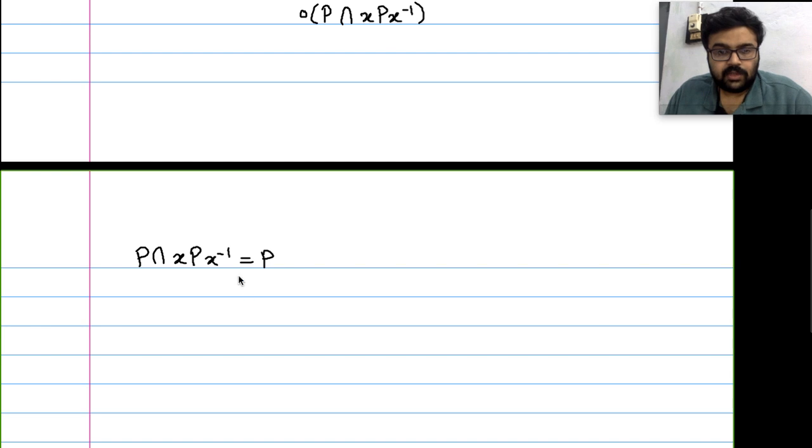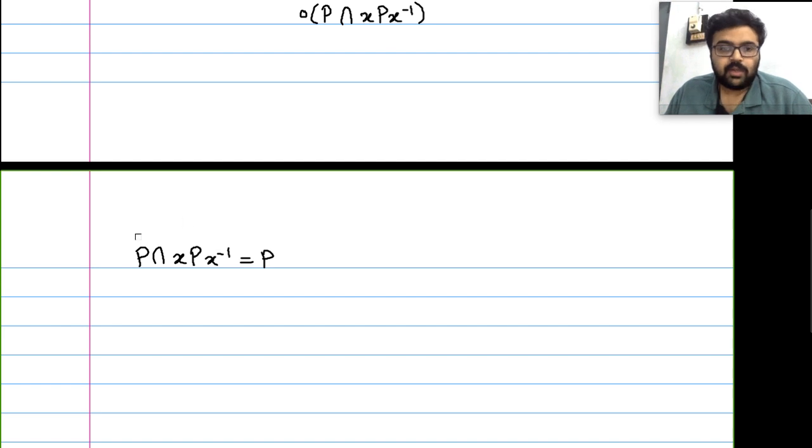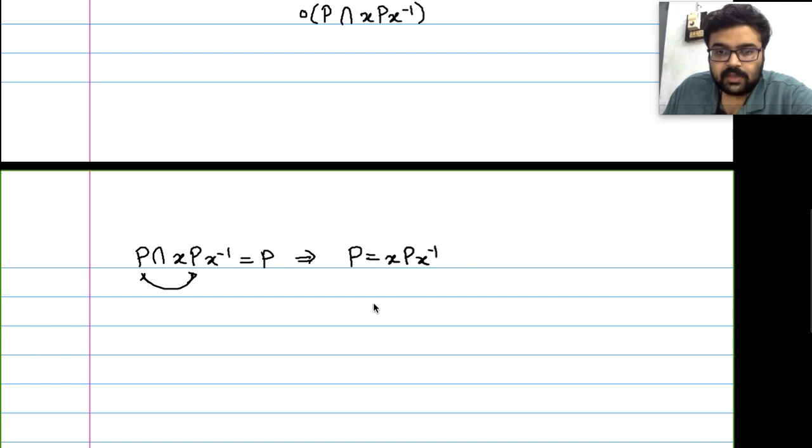Suppose, okay, so this is already a subset of P, but suppose it is equal. This set has P power N elements, this set also has P power N elements, and the intersection, if it is equal to P, also has P power N elements. When two sets have five elements and the intersection also has five elements, this is possible only when the two sets are equal. So this implies P equals XPX inverse, and the other way is also true.